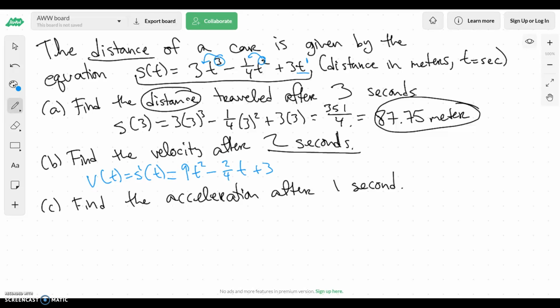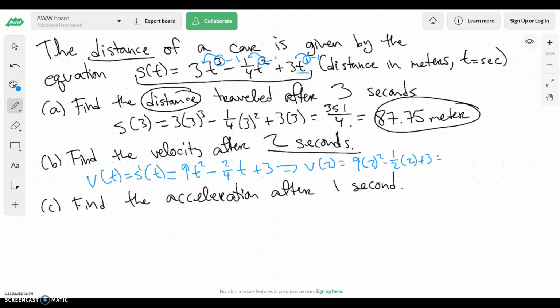Because this is basically a t to the 1, bring the 1 over, subtract by 1, then I'm going to have t to the 0, which gives me 1. Okay, so now I'm going to plug in v of 2. So I'm going to have 9 times 2 squared minus, this is just 1/2, times 2 plus 3.